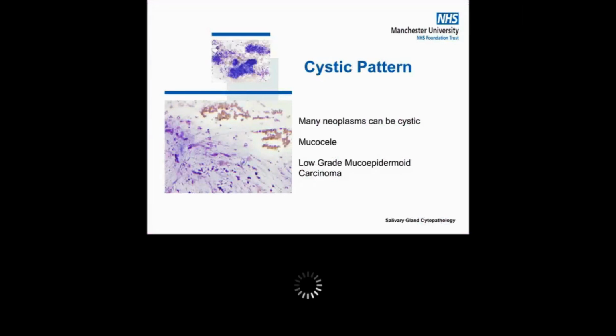Then we have the cystic pattern. Many neoplasms can be cystic. However, one of the main diagnostic dilemmas we'll face in salivary gland cytology with regards to cysts is the mucinous cysts. The differential diagnosis is between the non-neoplastic mucocele and low-grade mucoepidermoid carcinoma.